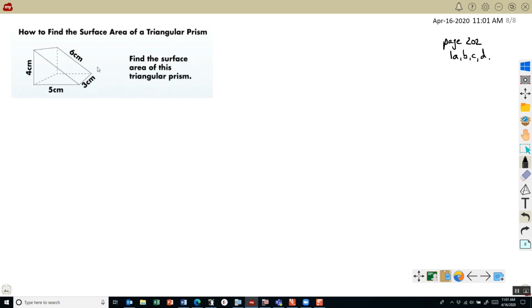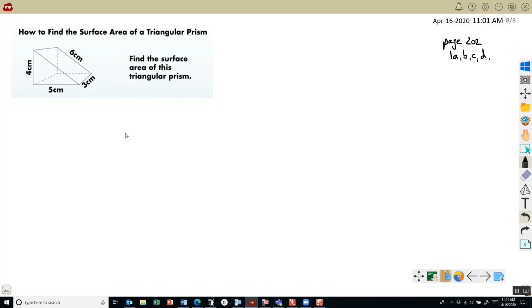We've got a triangular prism. Now, we're going to have a look at this question just because it did pose some problems, and hopefully we'll get those ironed out, okay? So, we want to find the surface area of this. This means I have to find the area of every single side of this 3D shape.